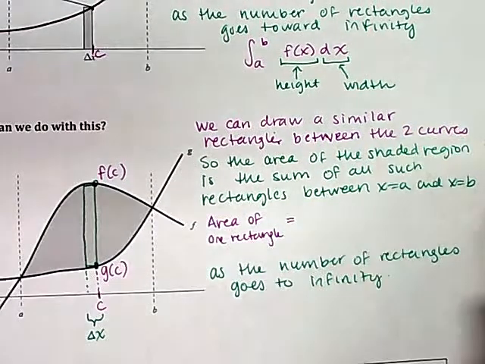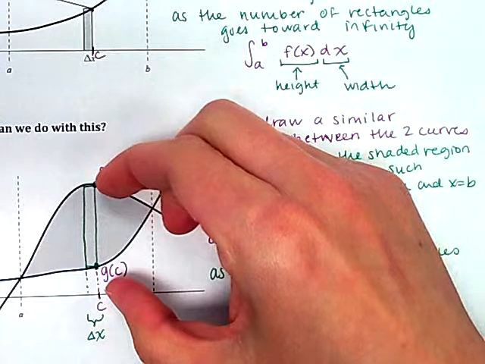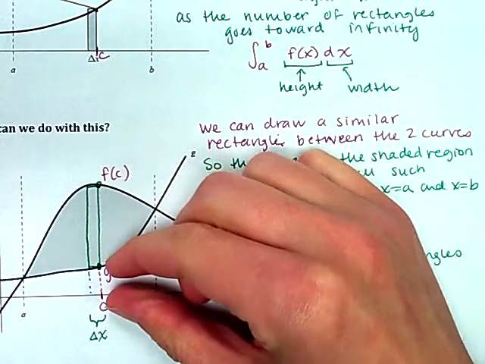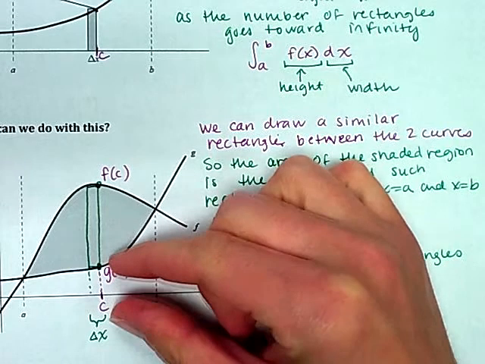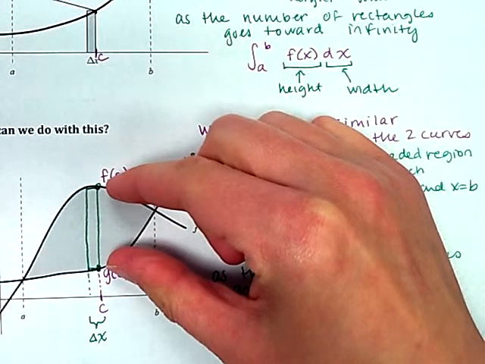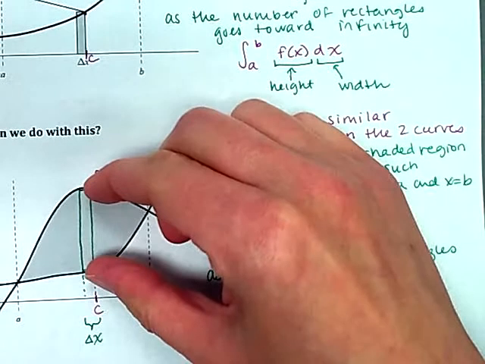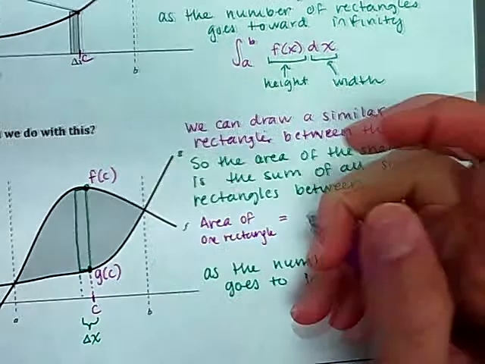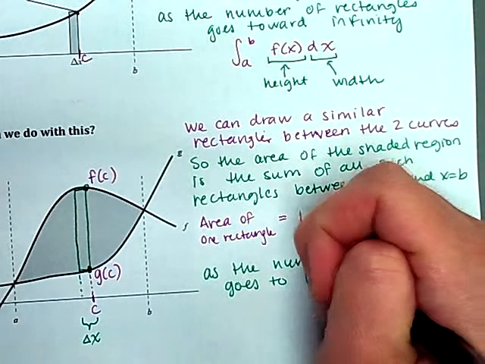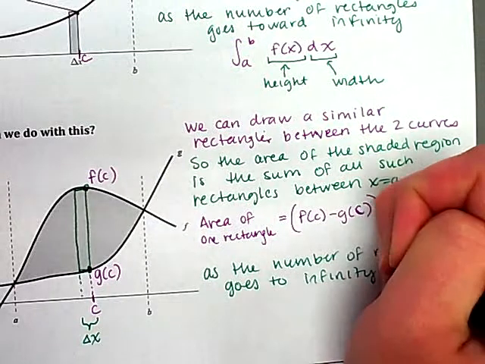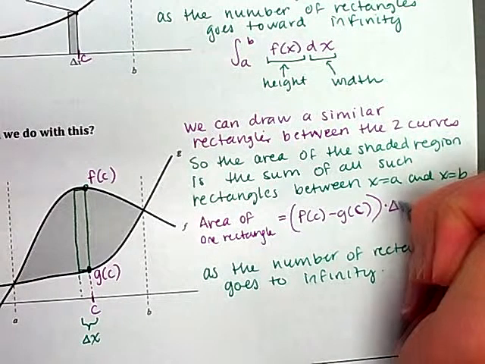Well, I know f of c would be the distance from the top function to the x-axis, and g of c is the distance from the bottom function to the x-axis. So if I want just the distance between, I should subtract f of c minus g of c, and that'll give me exactly that height. So that's what I'm going to write. So we have f of c minus g of c, and we're taking that quantity and multiplying it by delta x.